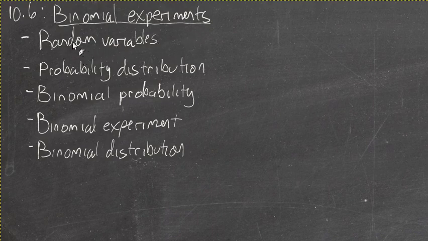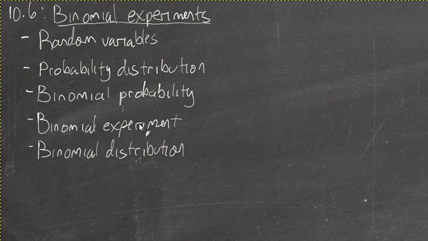So first we'll talk about random variables, what they are and how we use them. We'll then talk about probability distributions. That has to do with random variables and the probability that a certain random variable will come up. Binomial probability would be a certain kind of probability, and this prefix "bi" should tell you it has something to do with the number 2.